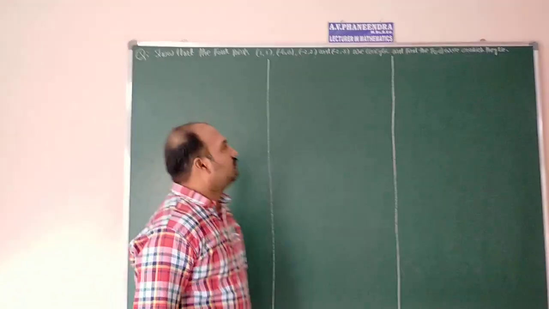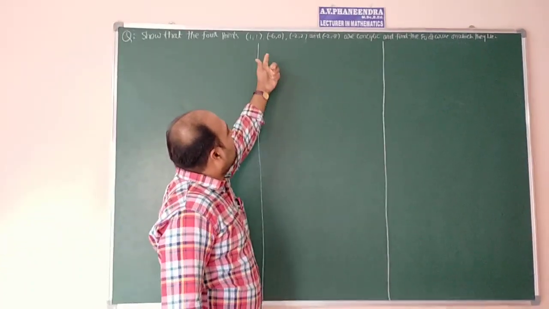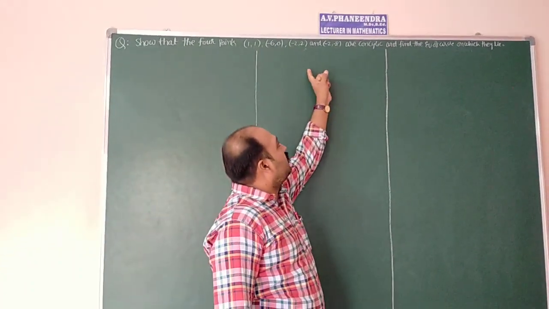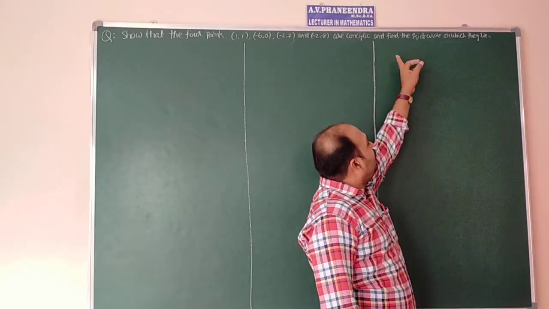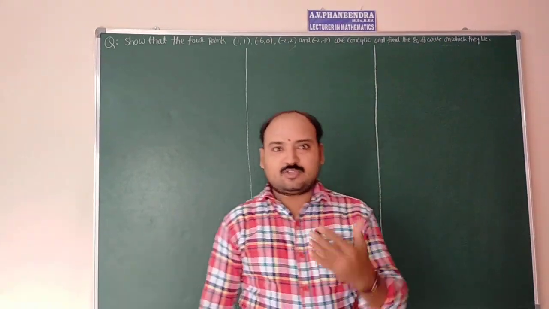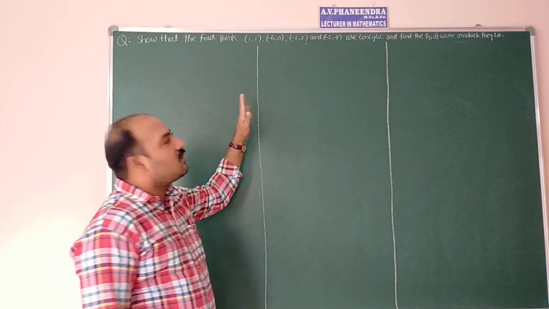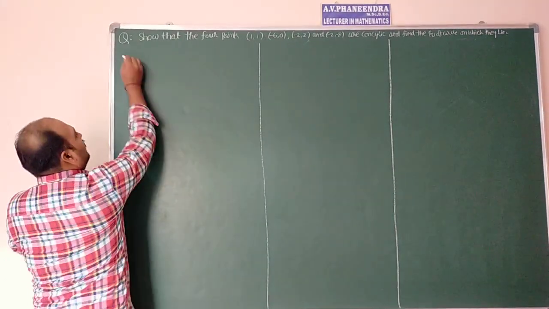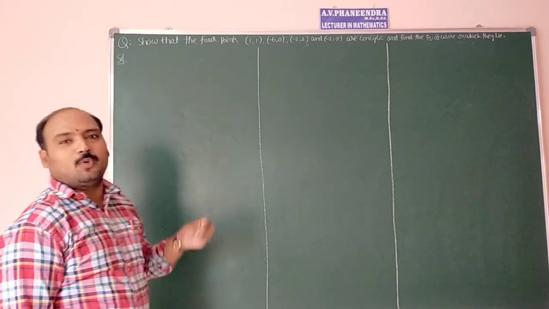Next question. Show that the 4 points (1, 1), (-6, 0), (-2, 2) and (-2, -8) are concyclic. Find the equation of circle on which they lie. That means find the equation of circle passing through these points and we have to prove that the points are concyclic. We know the procedure to calculate the equation of circle passing through 3 points.